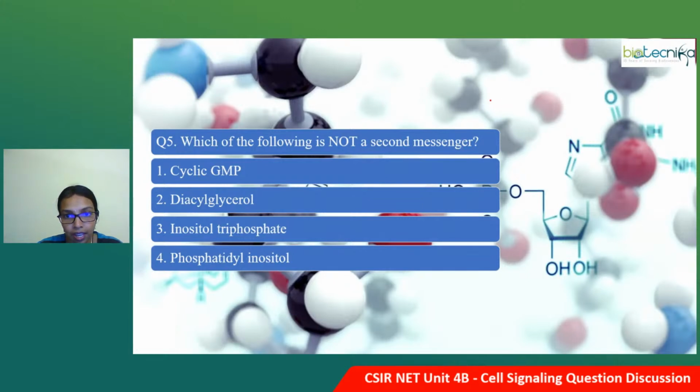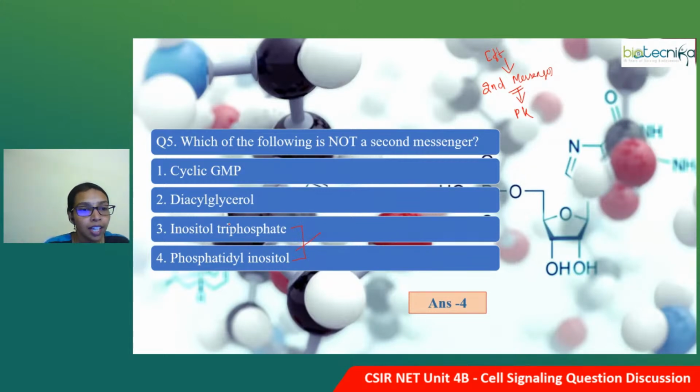If I mention a second messenger over here, who is activating the second messenger, and second messenger is activating what? Second messenger leads to the activation of protein kinase, and your effector protein is the one which activates the second messenger. That is the pattern. Okay. So the correct answer over here is phosphatidylinositol. You should not get confused with these terminologies.